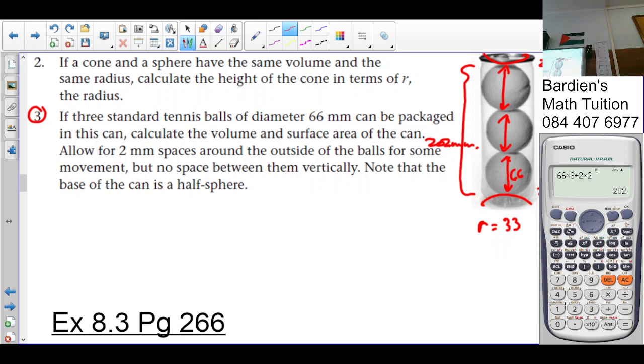The 3 standard tennis balls of diameter 66 can be packed in the can. Calculate the volume and the surface area of the can. Allow 2 millimeter spaces around the outside of the ball for some movement, but no space between them. That's why I haven't counted any space between them. Note that the base of the can is half a sphere. It goes inside. It doesn't come out.